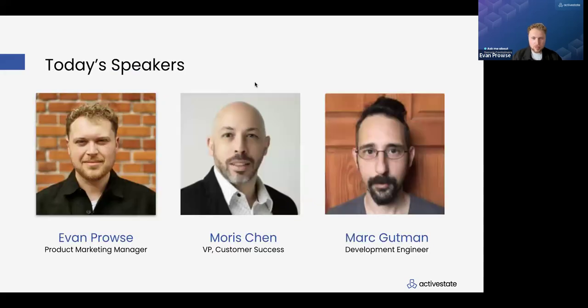Without further ado, Mark and Morris, our guests today, would you like to both take a quick second to tell us what you do at ActiveState and your name, please? Of course. I'll go first. My name is Maurice Chen. I'm the VP of Customer Success. I joined the company almost 2 years ago. I'm based in California, very close to San Francisco. It's a pleasure meeting everybody.